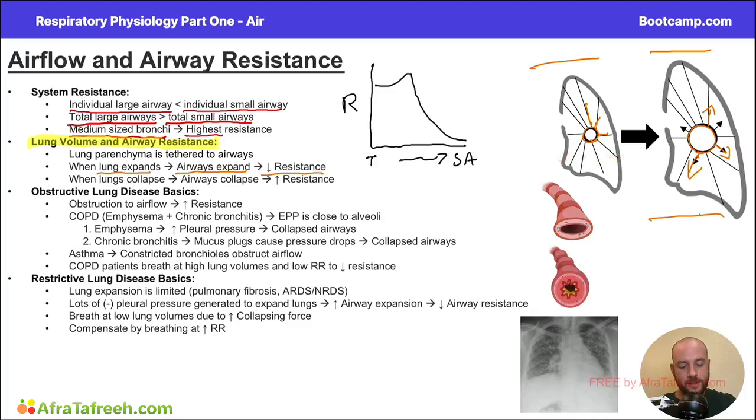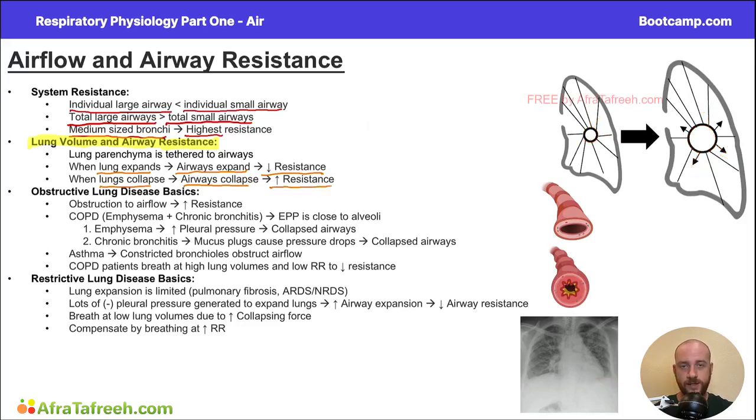Likewise, as the lungs collapse, the airways will also collapse, and so the diameter of the airways is going to decrease, and that's going to increase the resistance. Alright, so with all that in mind, now we can start to compare the properties of obstructive lung conditions to restrictive lung conditions. So let's start off by discussing the obstructive lung disease basics.